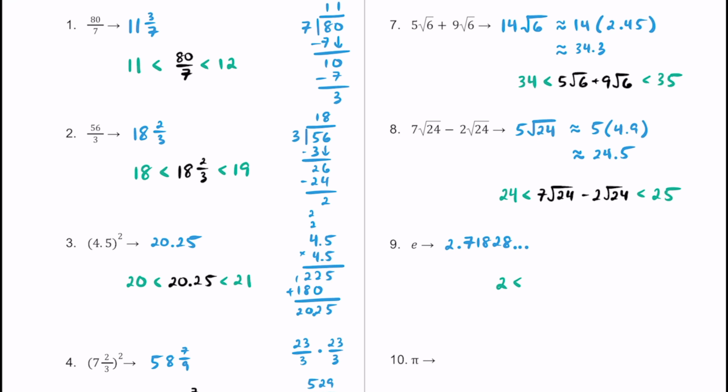I'm going to put e right in the middle here, and e is always going to be less than 3 no matter what. So e is sandwiched between 2 and 3, a little closer to 3, but those are the two integers it lies between.